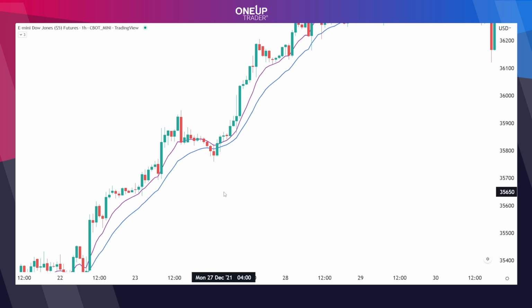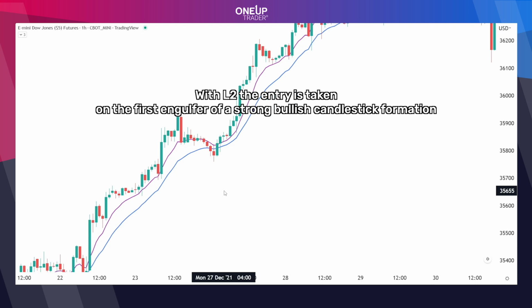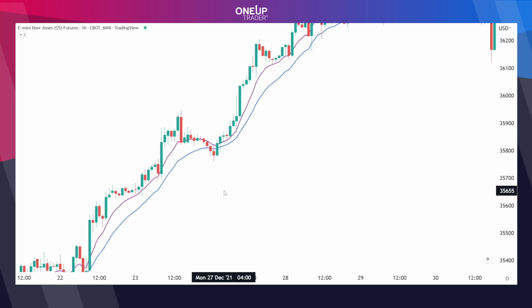Now, traders, with using the L2 entry, it's extremely vital for you to understand that when we take our entry on the entry candle, for this example, because we're in an uptrend, it needs to be a bullish candlestick formation. It needs to be an engulfer, or a morning star, or a rising three methods. It needs to be a hammer, something like that. If we do not see a formation like that, it's not an entry for us to take.